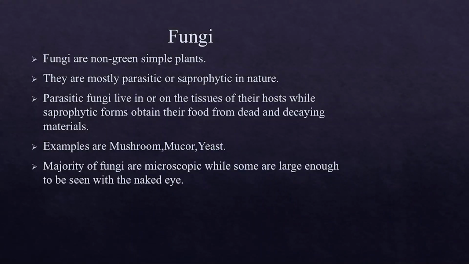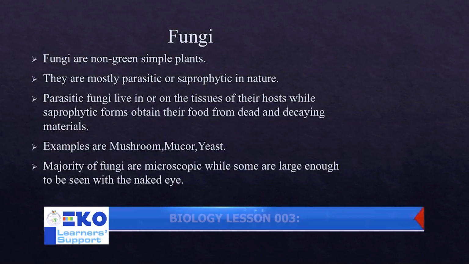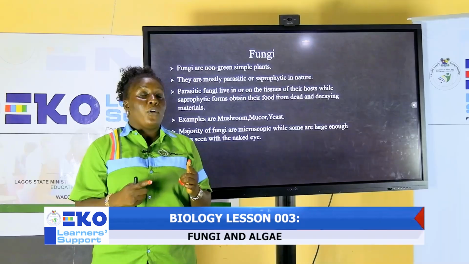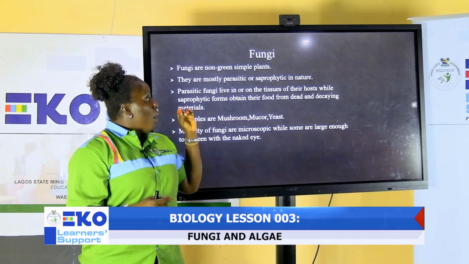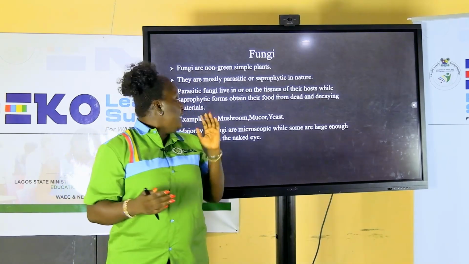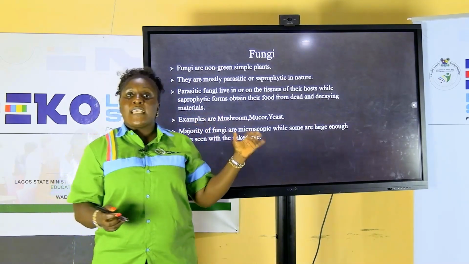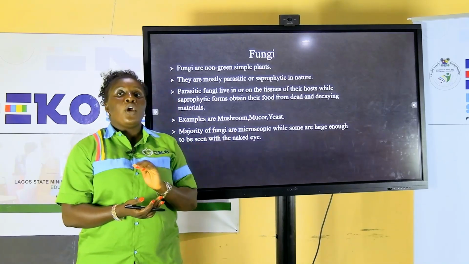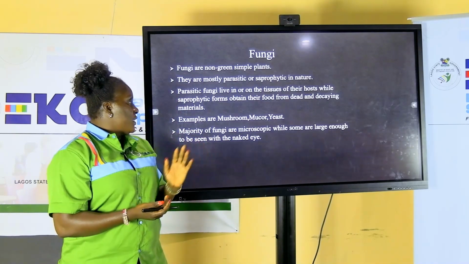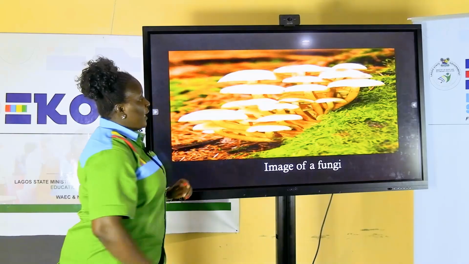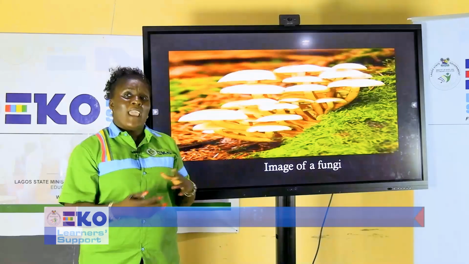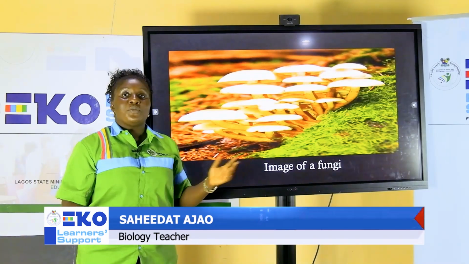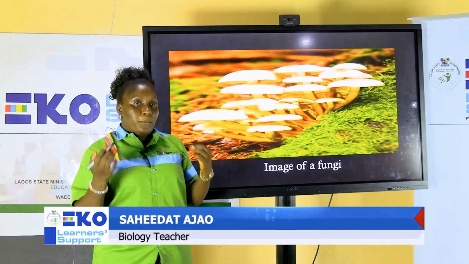Parasitic fungi live in or on the tissue of their hosts, while saprophytic forms obtain their food from dead and decaying materials. Examples of fungi, we have the mushroom, we have mucor, we have yeast. This is an example of fungi. This is a mushroom, and we can see it everywhere. Some mushrooms are edible while some are poisonous.